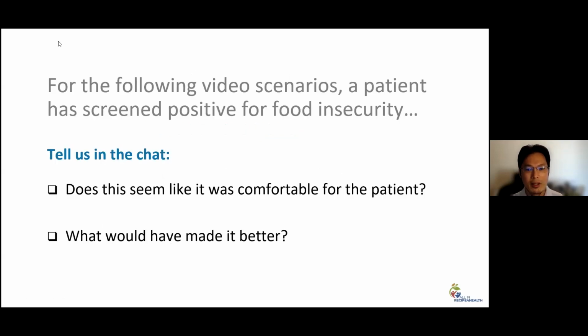So we have a few other scenarios. A patient now has screened positive, right? On the medical side, we say screen positive for food insecurity. In the chat or talking out loud, does this seem like it was comfortable for the patient, and what would have made it better? So here we go.